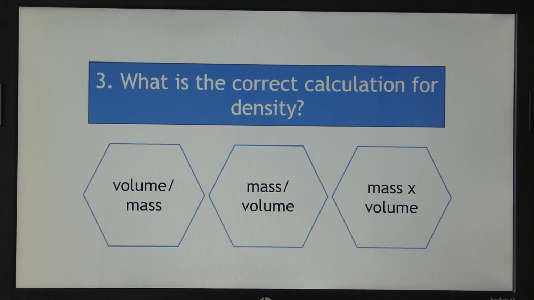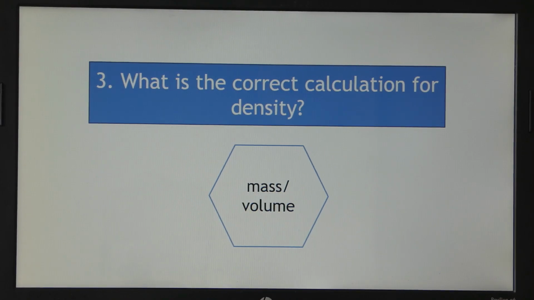Question 3. What is the correct calculation for density? Volume divided by mass, mass divided by volume, or mass times volume? 5 seconds. Density is mass divided by volume.